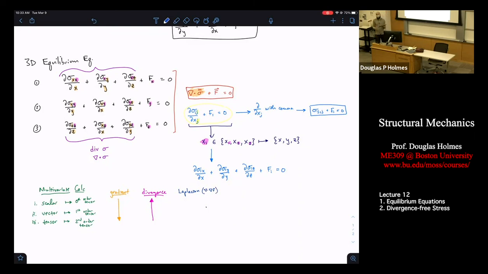If the Laplacian is the divergence of a gradient, that means you first start with a gradient. So let's say we give the Laplacian a scalar. You first take the gradient, which moves you up to a vector. Then you take the divergence, which moves you back down to a scalar. So whatever you give the Laplacian, it spits out the same thing.